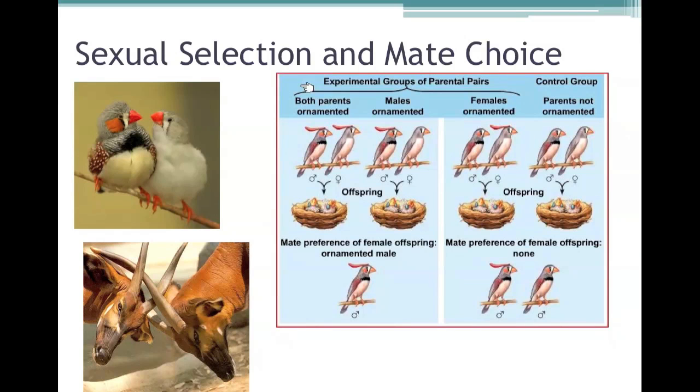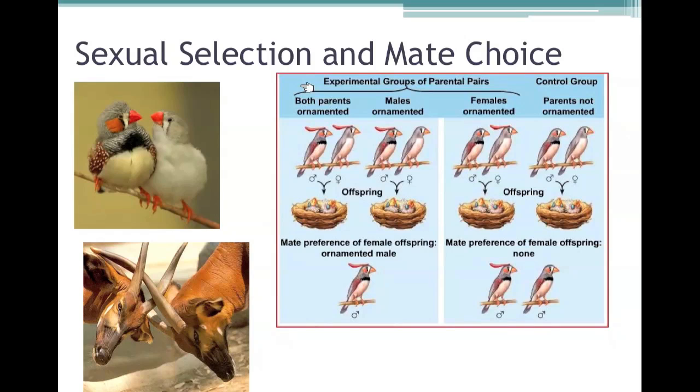So mate preference by females could have a large role in the evolution of male behavior. An example of this was studied in zebra finches, where scientists added a red feather to the top of both parents' heads when the chicks were young. And what they wanted to see is if the red feather at a young age on the parents would influence the mate choice of the females later in life.